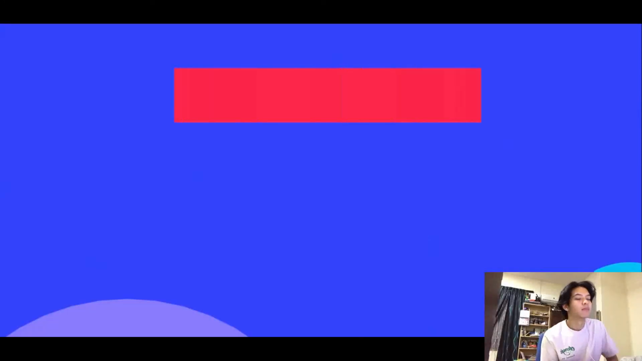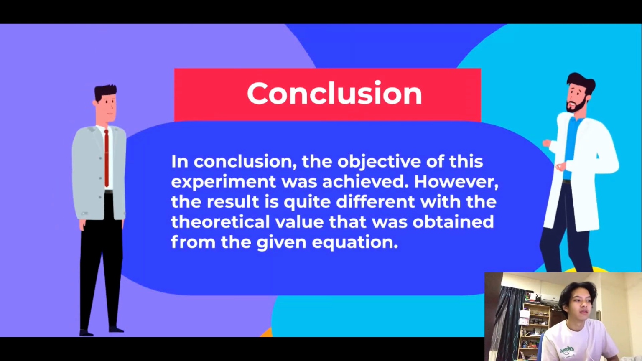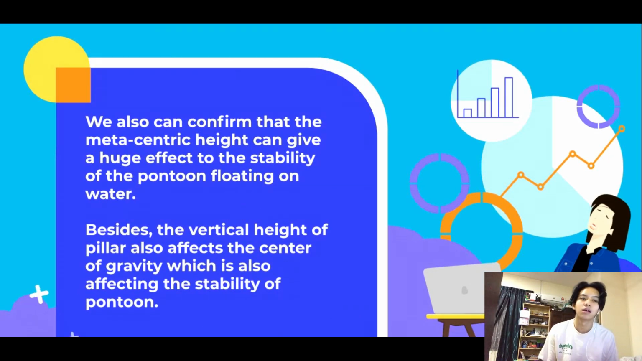In conclusion, the objective of this experiment was achieved, but the result is quite different from the theoretical value that was obtained from the given equation. We can confirm that the metacentric height can give a huge effect to the stability of the pontoon floating on water. Besides that, the vertical height of the pillar also affects the center of gravity, which also affects the stability of the pontoon.